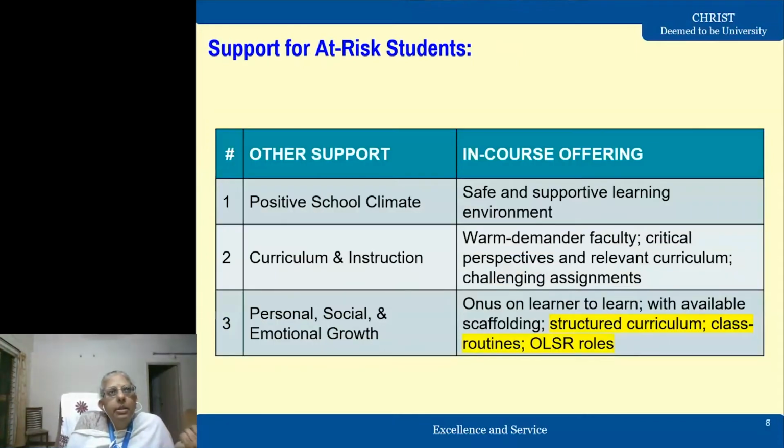Then the other support for at-risk students that are provided are positive school climate. And what I offered was a safe and supportive learning environment for my students. Curriculum and instruction are two other support areas. And the way I offered it to my undergrads and postgraduate students was I am a warm demander faculty. I use critical perspectives in teaching both sociological perspectives of education as well as foundations of multilingual and multicultural education. I offer them a relevant curriculum and I tell them why they're studying what they're studying in every class. I give them challenging assignments.